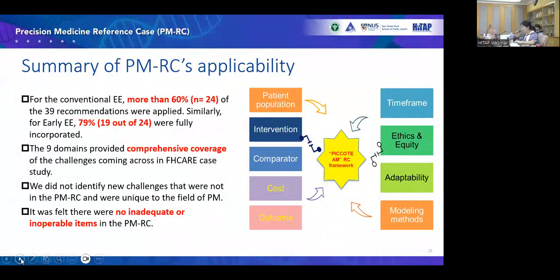It was not felt there were any inadequate or inoperable items in this PMRC. The 9 domains provide a comprehensive coverage of the challenges coming across in this FH care case study. We didn't identify new challenges that were not in the PMRC and were unique to the field of PM. Next, I will present the applicability of each domain of the PMRC in this case study, separately for conventional EE and early EE. Next page, please.